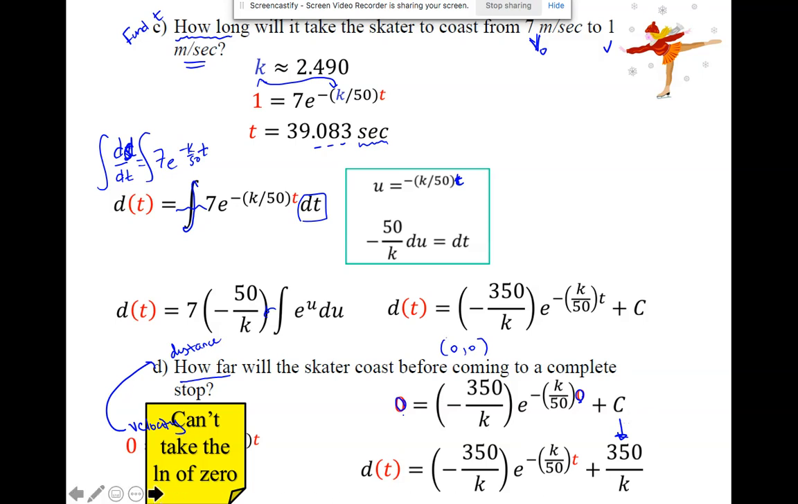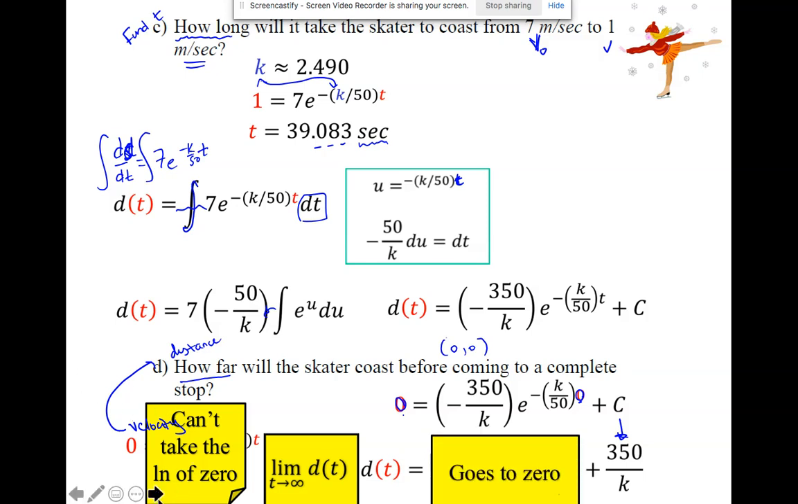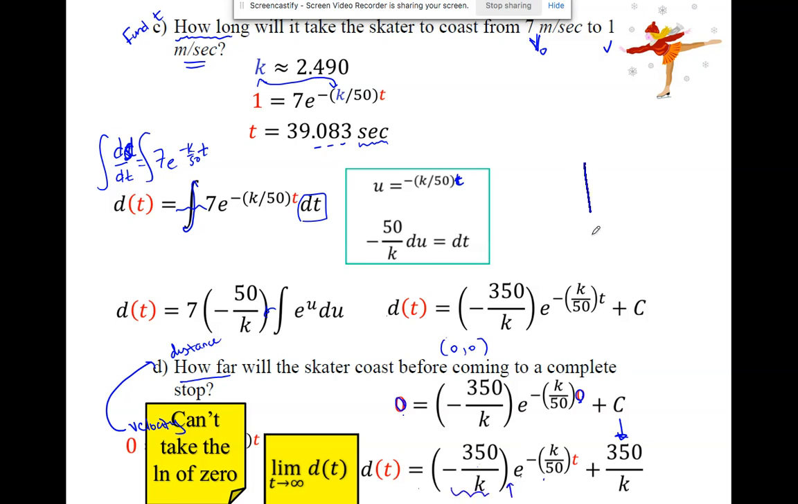Now I can't plug in. I don't know the time and I don't know the distance, but she's going to eventually go to a stop. So I'm going to take the limit as time goes to infinity, which, in physical reality, she will actually stop. When you take the limit, this is just a coefficient times e to the negative, that is a swoosh slide.